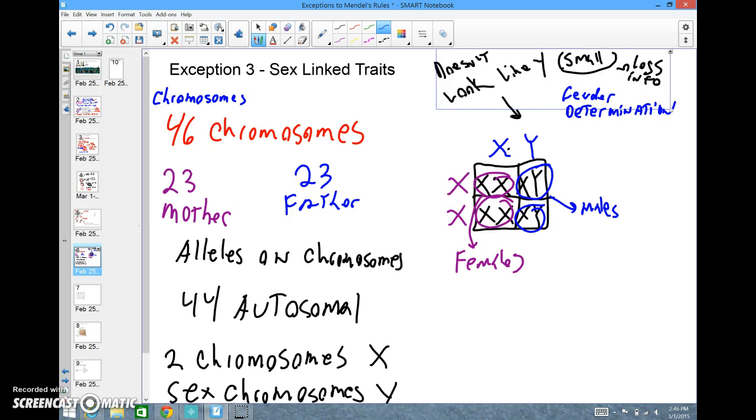So no matter what you've been told or what you've heard, the possibility of having a boy or a girl when reproducing is always 50-50. And you can see it right here in the Punnett square. 50% of those possibilities are female and 50% are male. What this also means is that the father determines the gender.